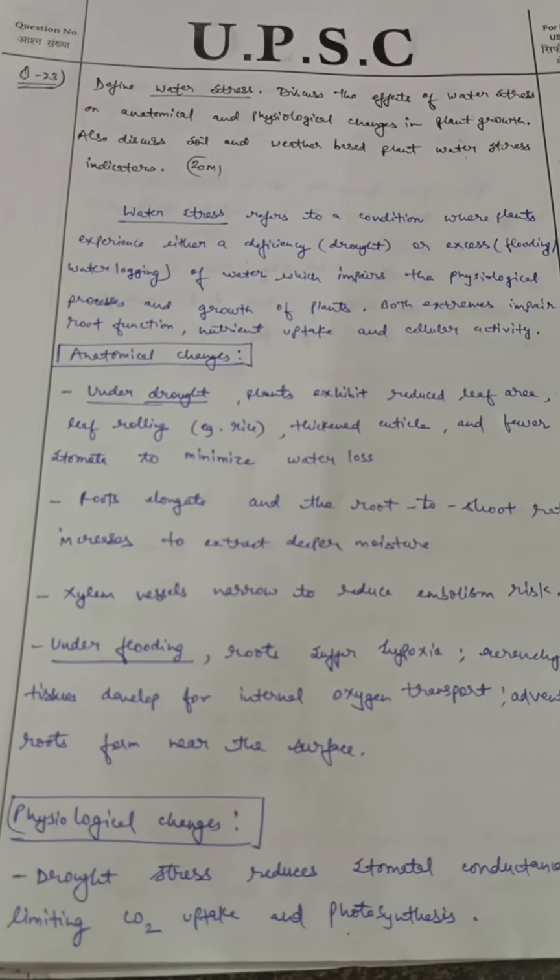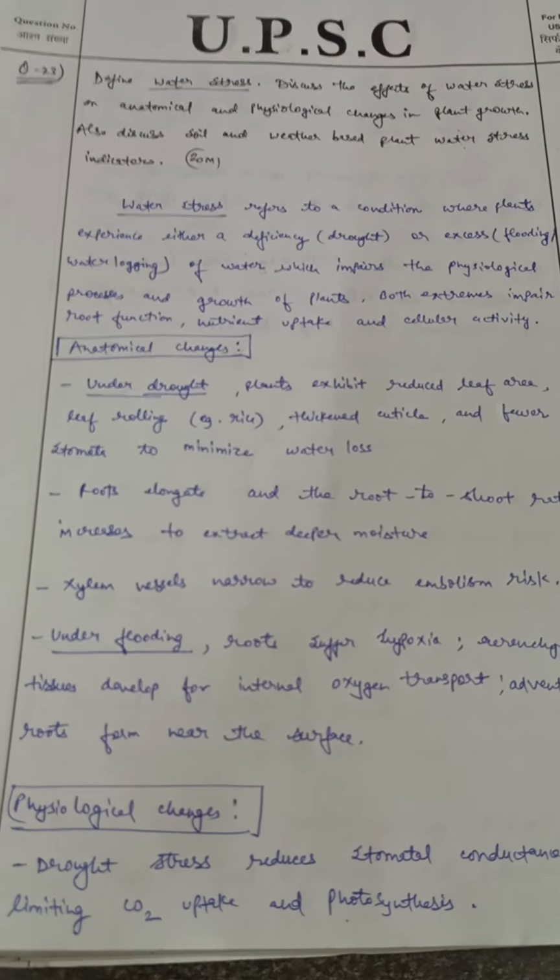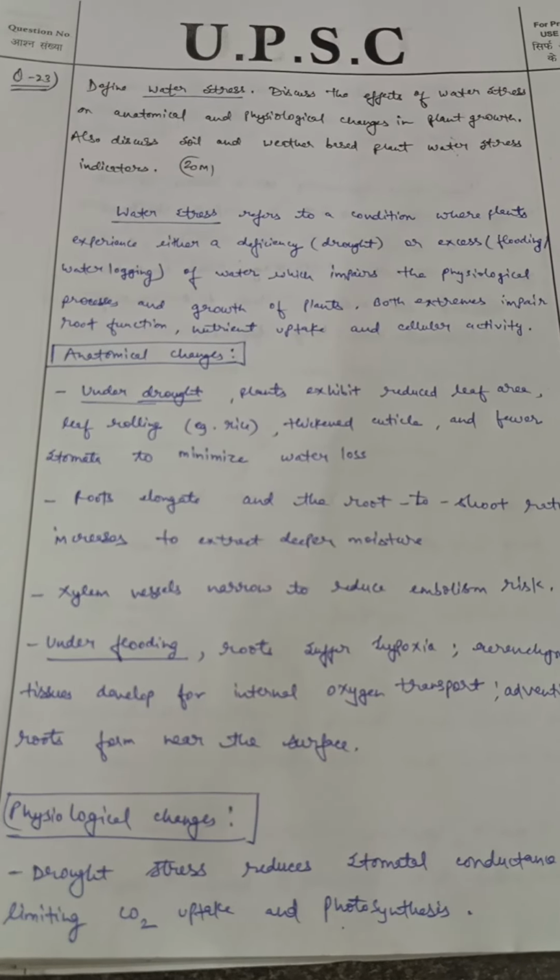Hello everyone, this is the UPSC 2024 Agriculture Optional Paper 2 question. The question is: define water stress, discuss the effects of water stress on anatomical and physiological changes in plant growth, and also discuss soil and weather based plant water stress indicators. It is a 20 marks question and you have to attempt it in around 350 words.